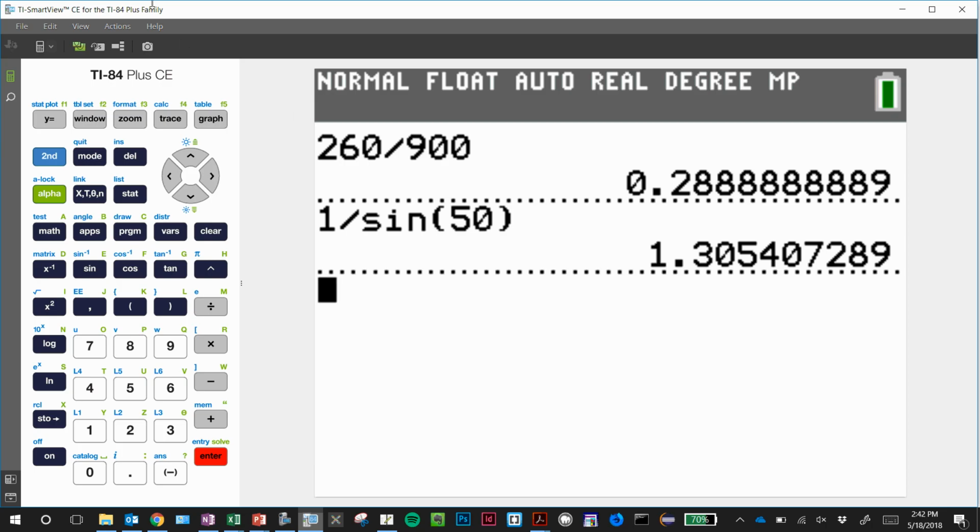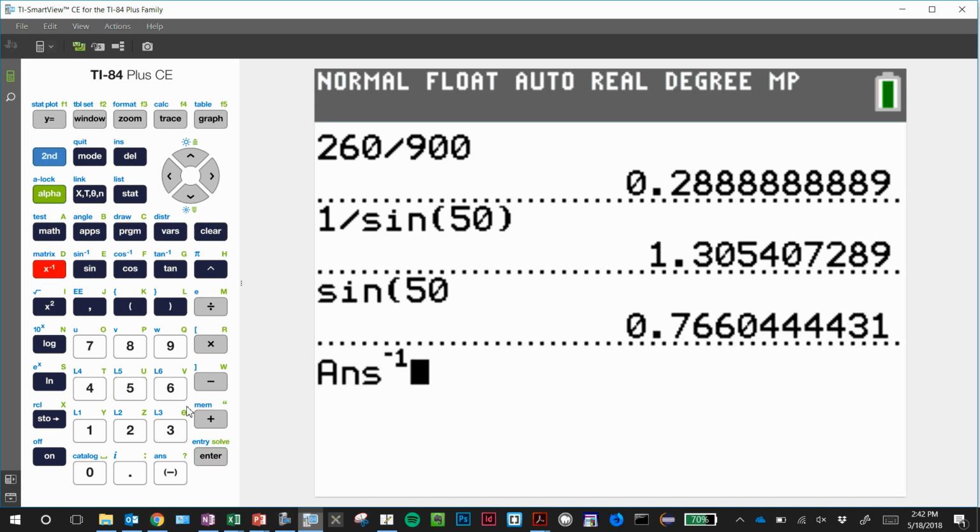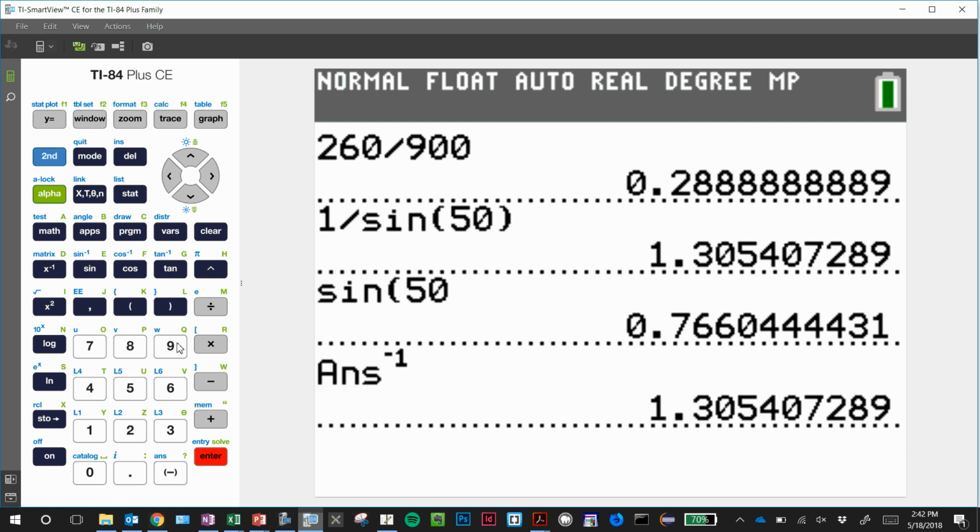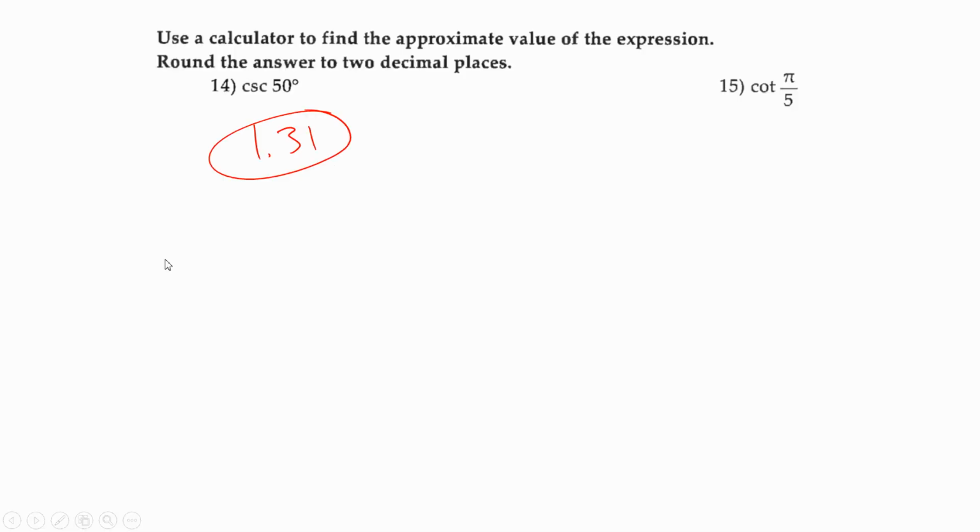Alternatively, we could have done sine of 50, got an answer, and then hit the x to the -1 button. Get the same thing. We are not going to do sine -1, cos -1, or tan -1. That's the inverse sine, cos, and tangent, which we have not learned about yet. You'll learn about that next year.